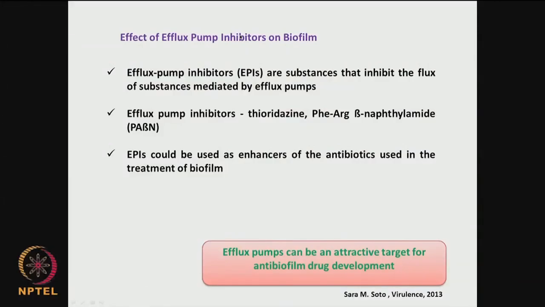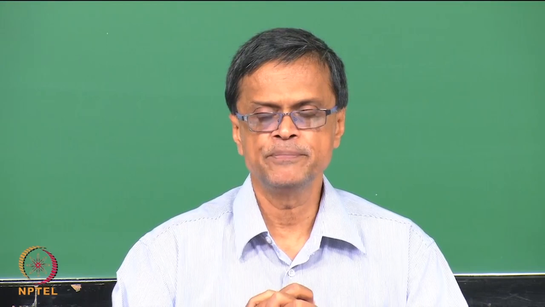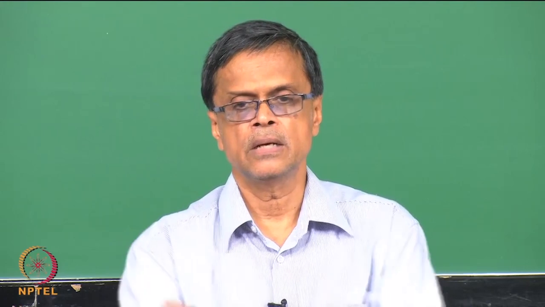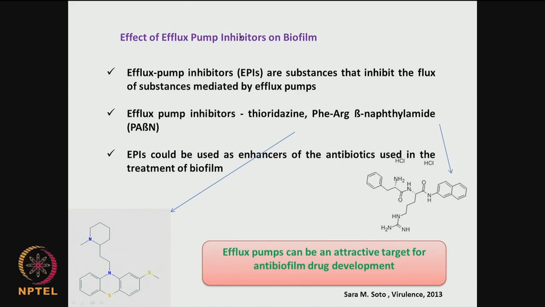So, there are efflux pump inhibitors. They are substances that inhibit the flux of substances mediated by efflux pumps. If you have an efflux pump inhibitor, it can go and bind to those proteins and make the efflux pumps inactive. Then the bacteria can be easily treated with any antibiotic and they become very sensitive to those antibiotics. So, one strategy of dealing with this type of resistance is you give the efflux pump inhibitor as well as the antibiotic.